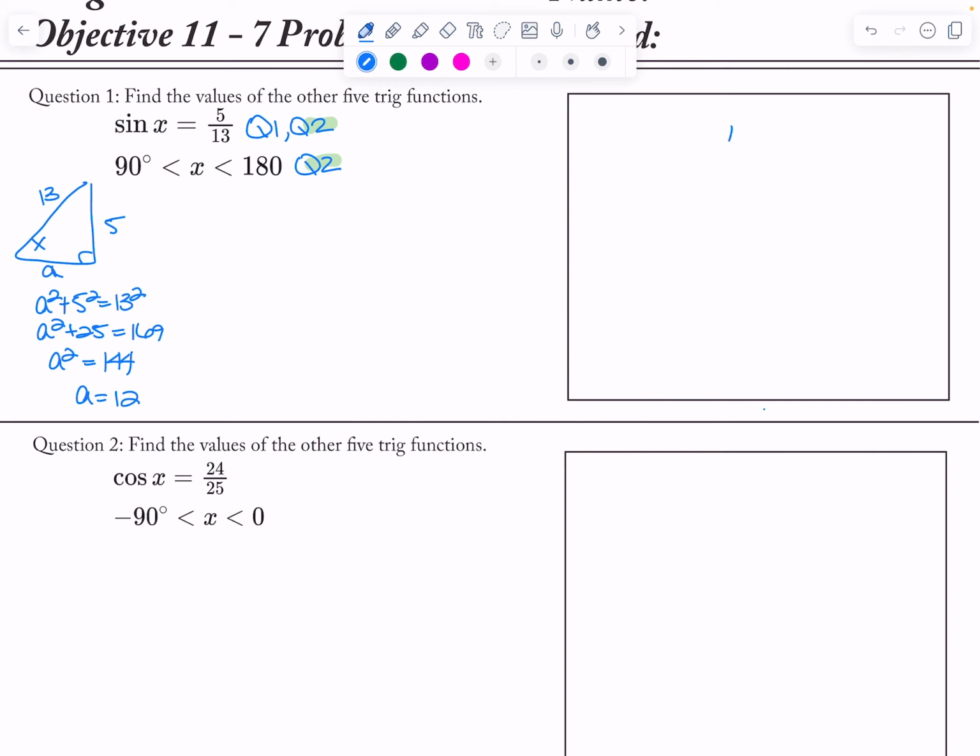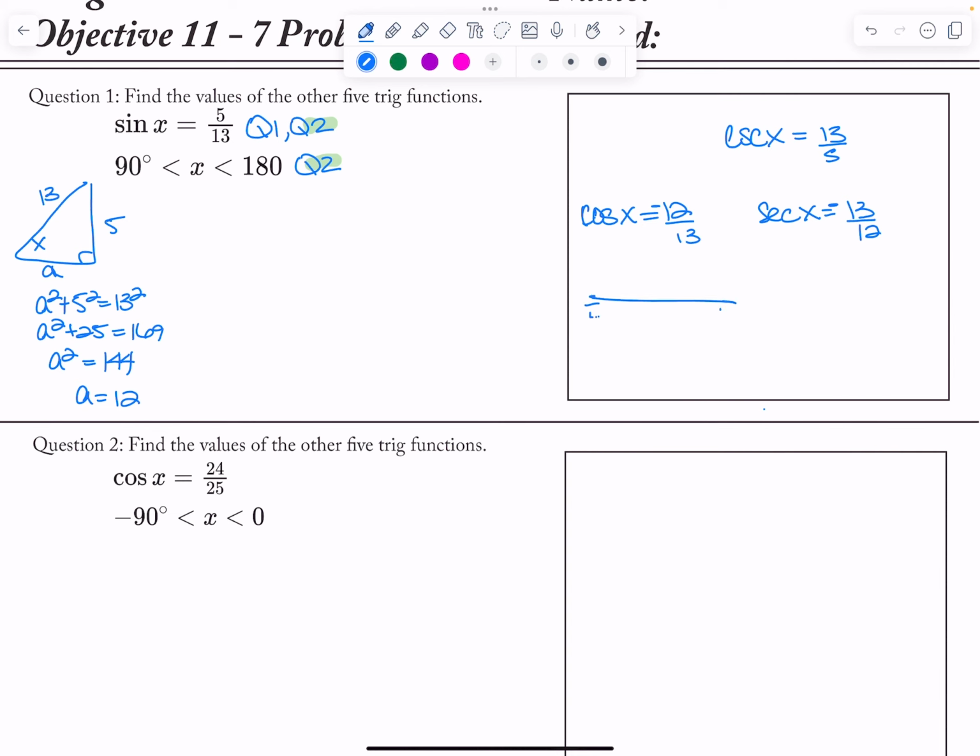Okay, so my cosecant of x is 13 over 5. And then my cosine of x is equal to 12 over 13. So then my secant of x is going to be 13 over 12. And because I'm in quadrant 2, both of these are negative.